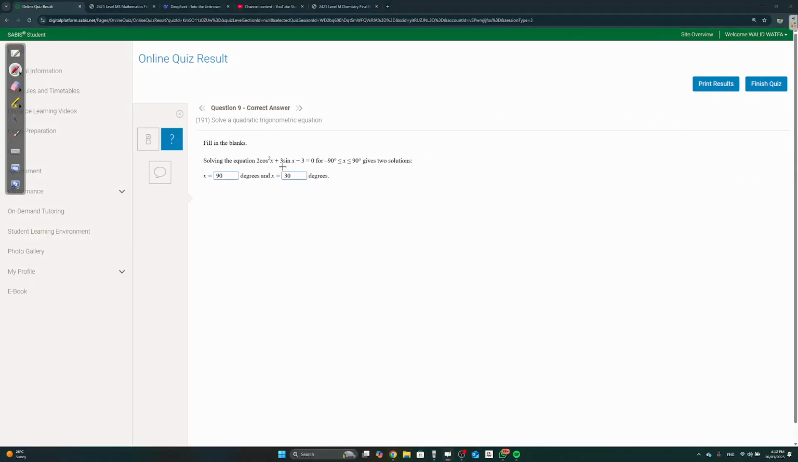Question 9. Solving the equation 2 cosine squared x plus 3 sine x minus 3 equals 0. Okay, how do we do this, guys? We know cosine squared is equal to 1 minus sine squared x. This comes from the rule cosine squared x plus sine squared x is equal to 1, right? So let's say I want it to be in terms of sine. You always want it to be in terms of the one that you can't manipulate. You can only manipulate cosine. It's already in terms of sine x, okay?